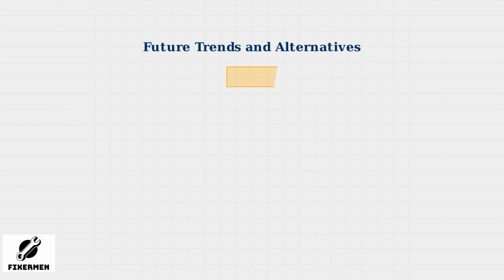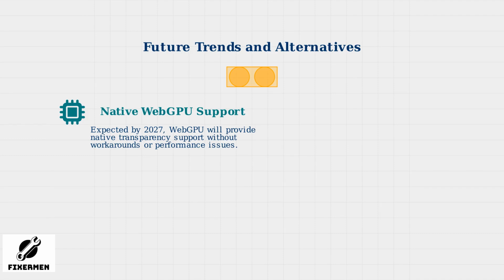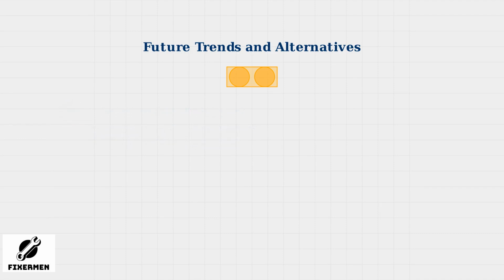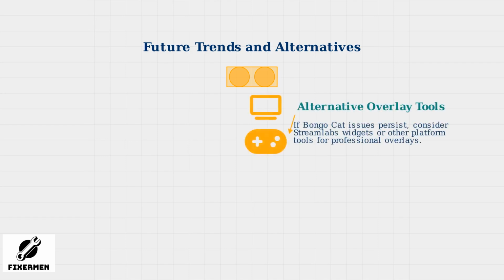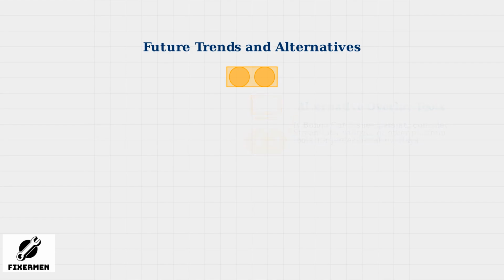Looking ahead, the future of Bongo Cat and streaming overlays holds promising developments. One exciting trend is the upcoming native WebGPU support. This modern web standard, expected by 2027, will enable Bongo Cat to render with full transparency without requiring complex workarounds or sacrificing performance. For users facing persistent issues, alternative overlay tools offer reliable solutions.